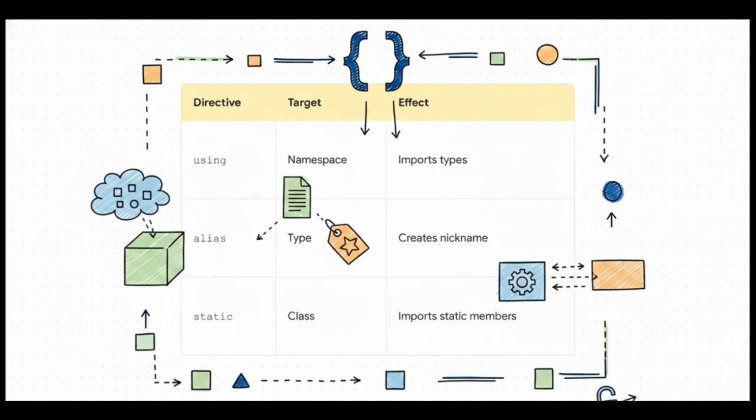So, putting it all together, you essentially have a complete toolkit for managing scope efficiently. You've got the standard using for bringing in entire namespaces, you have using alias for nicknaming single specific types, and you have using static for importing the static members of a single class directly. Keep this mental framework handy because utilizing the right tool for the right situation will absolutely save you hours of debugging and code review arguments down the road.